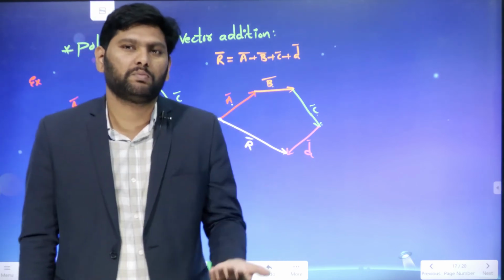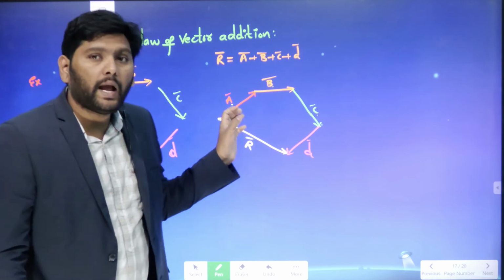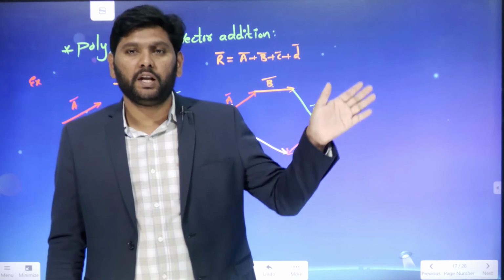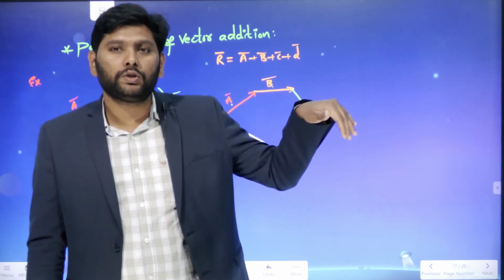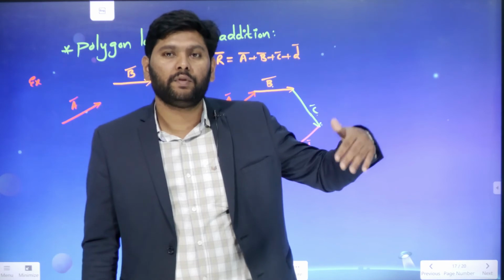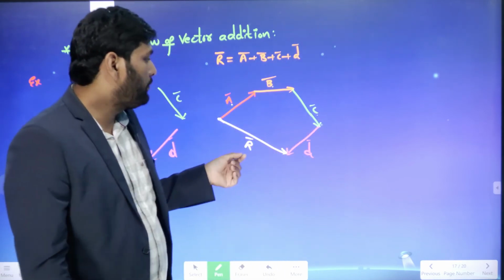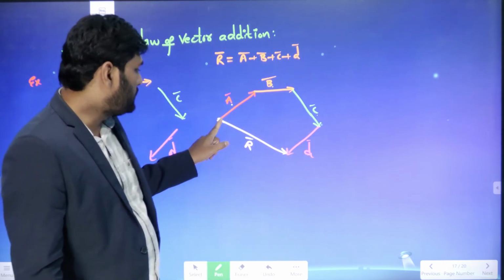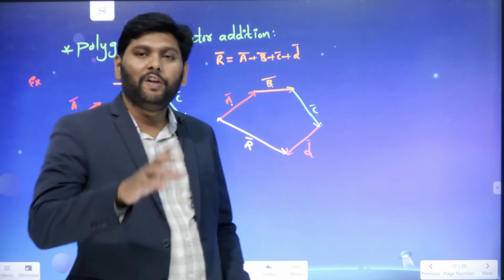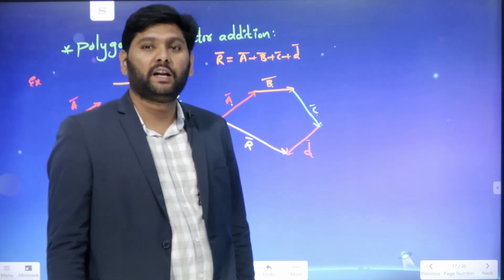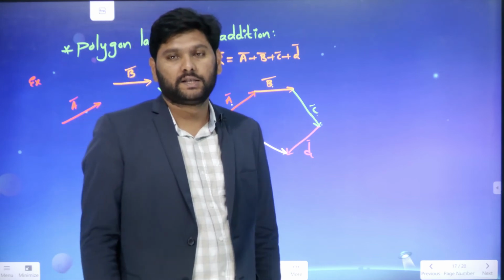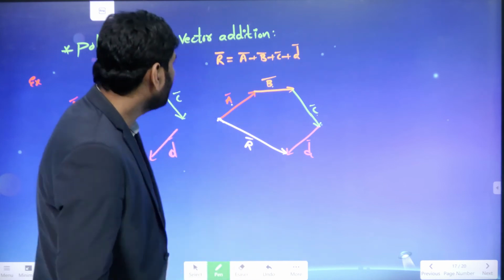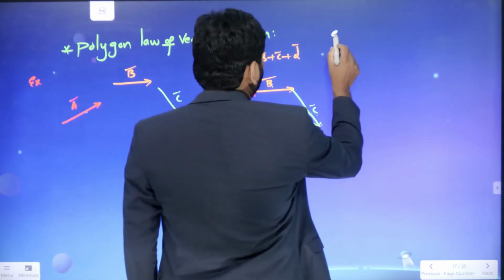Once again I will tell the statement. Here the statement is, when you are adding the vectors as head to tail, joining the vectors, the closed path or closed line of the polygon from the first vector tail to the last vector head will give you the vector addition of all these vectors. I hope you have understood, children. I'll give one more example. Don't get worried. One more example I'll give here.